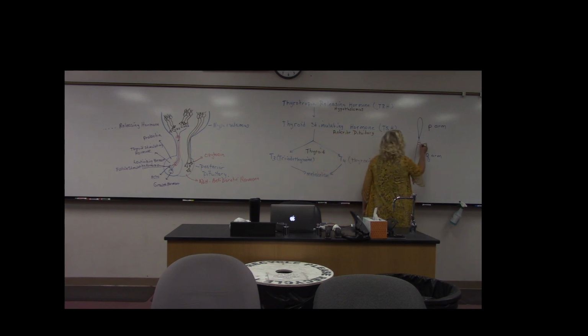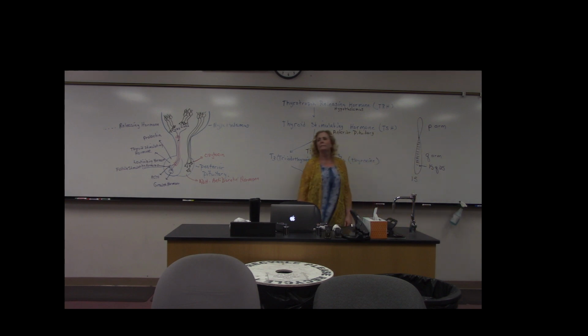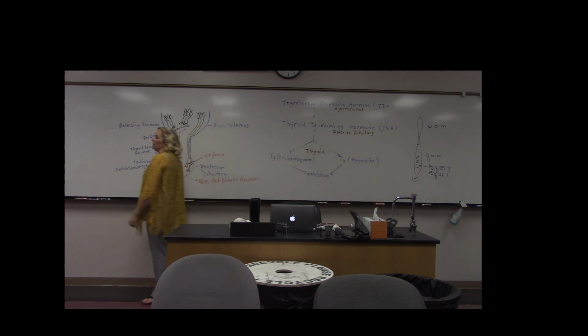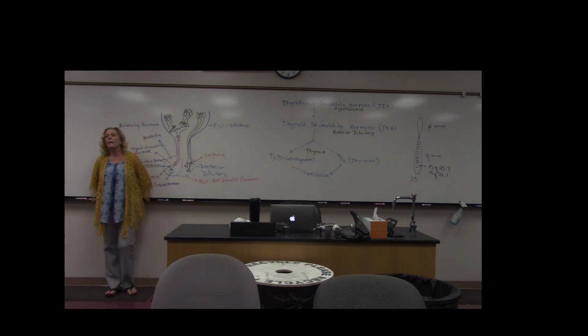And we're going to count down, let's say 25 genes down. And this is chromosome 15, Q arm, gene number 25. And then a sub-designation of 3. There's also another gene, 15Q26, that can also be at fault. So you may have a genetic defect that does not allow the person to make the right enzymes to be able to produce enough T3 and T4.